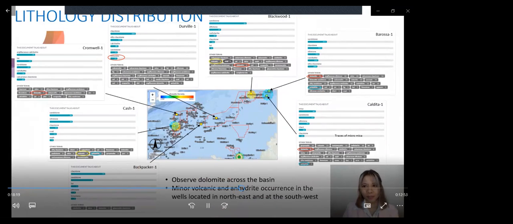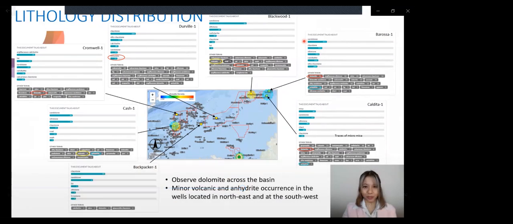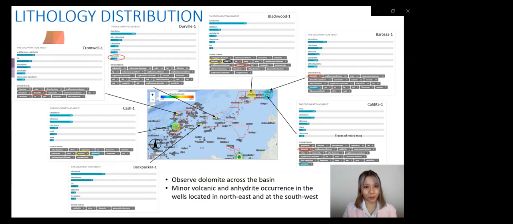Let's see an example in Barossa 1. You can see that sandstone is mentioned the most, followed by claystone. I guess from there we can safely assume that the clastic environment is important in this well. I can see that there's also mention of dolomite and anhydrite, which may have been found in cuttings or cores.